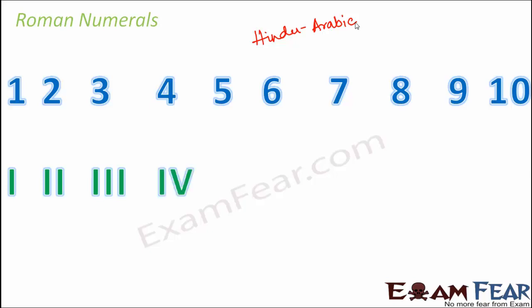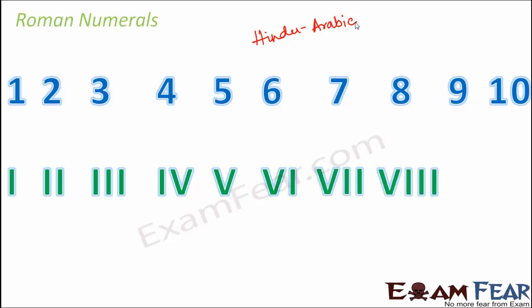Now, their use continued even after the decline of the Roman Empire. But from the 14th century onwards, Roman numerals gradually began to be replaced by the Hindu-Arabic numerals, that is the 1, 2, 3, 4 which we study now. But even today, there are minor applications of Roman numerals that still exist. Like I told you, in watches and clocks we still see Roman numbers being used.